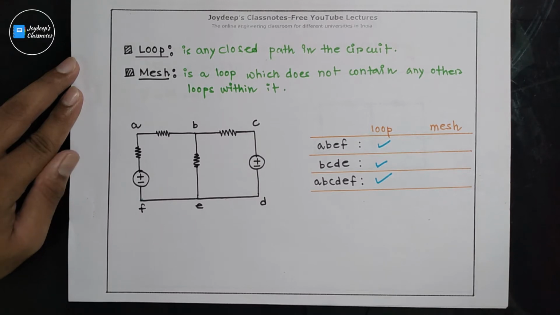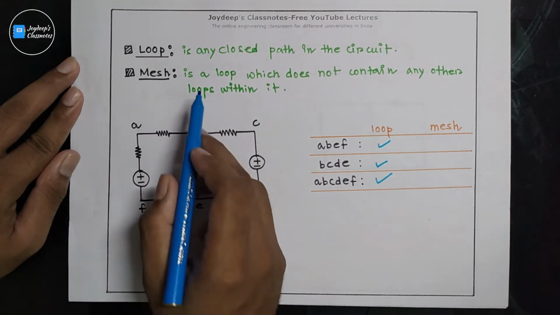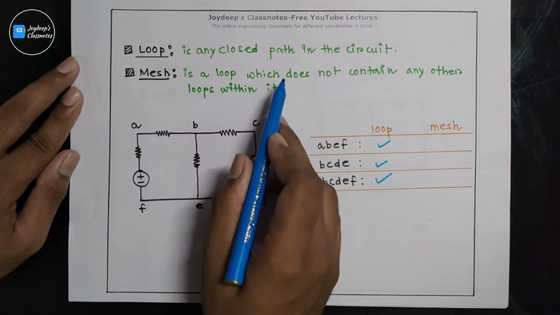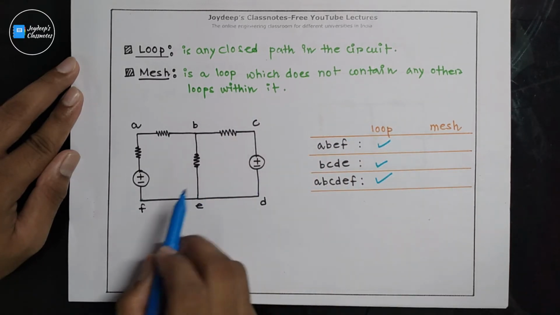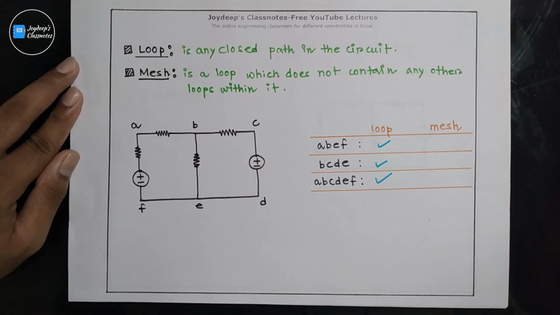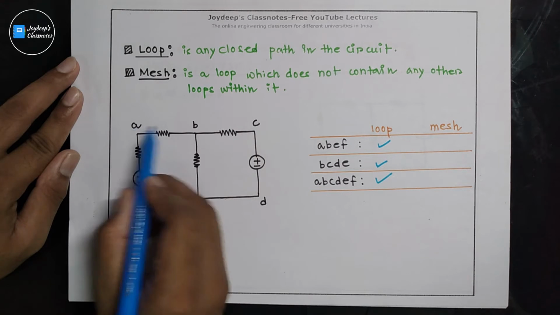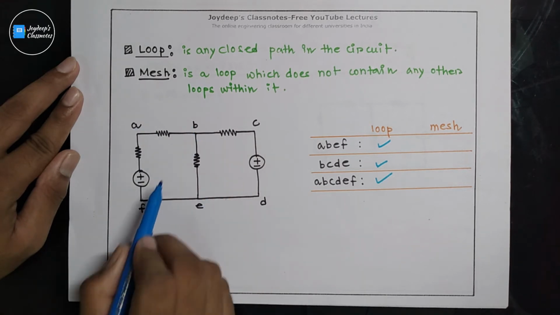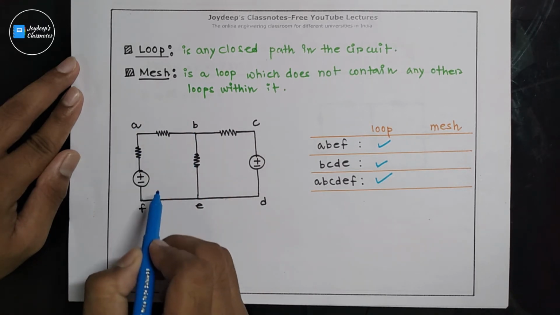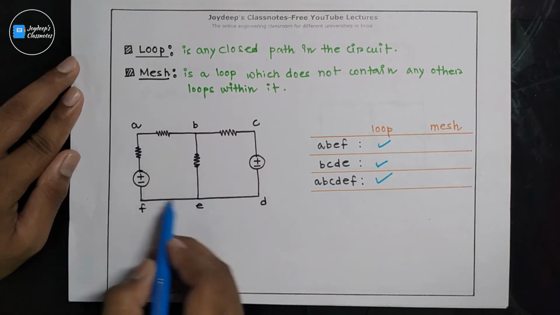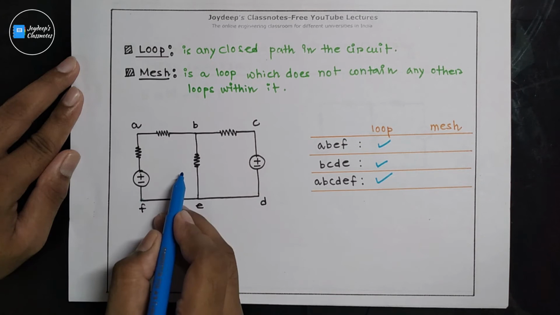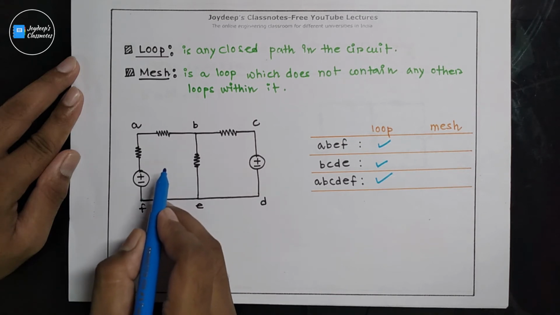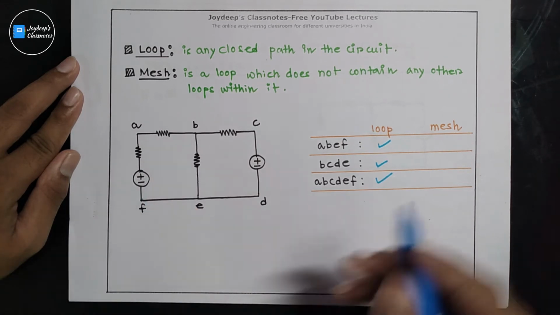Now what about a mesh? A mesh is a loop which does not contain any other loops within it. That means it is also a loop, but it cannot contain any other loops within it. So is A, B, E, F a mesh? Yes, this is a mesh. Why? This is a loop, but it doesn't contain any other loop within it. That is why this loop is also called a mesh.